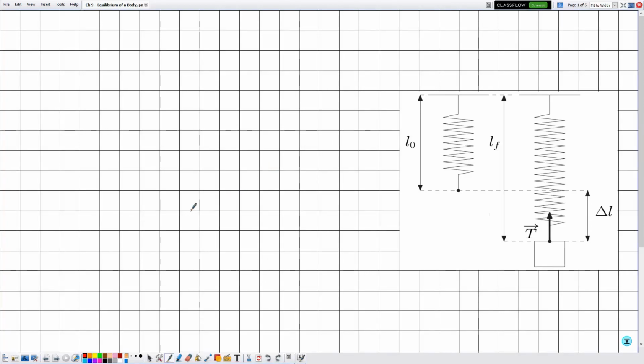Okay, hello everyone, in a new video. We have reached part 2 of chapter 9, which is the chapter of equilibrium of a body in the third unit of mechanics. And in this one we have reached section number 5, which is Hooke's law.